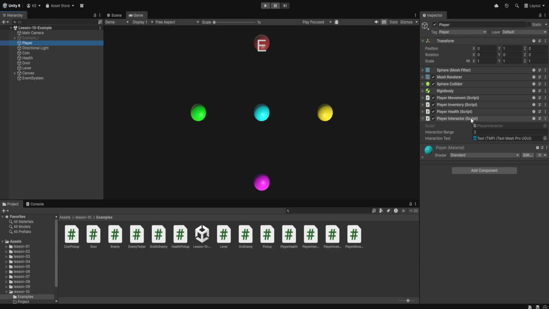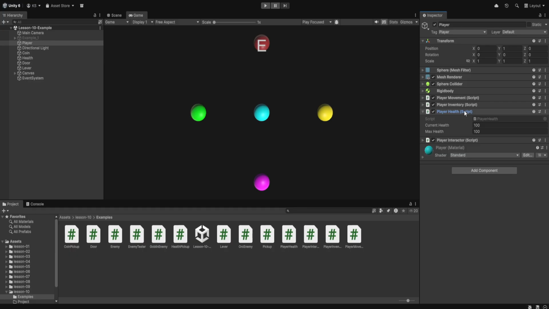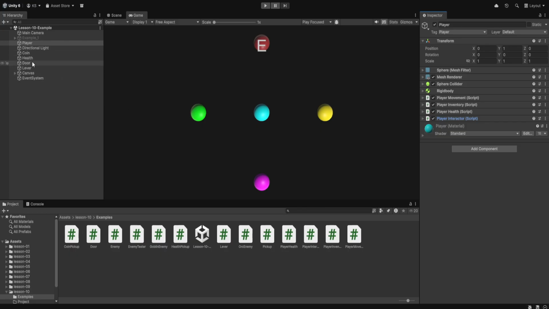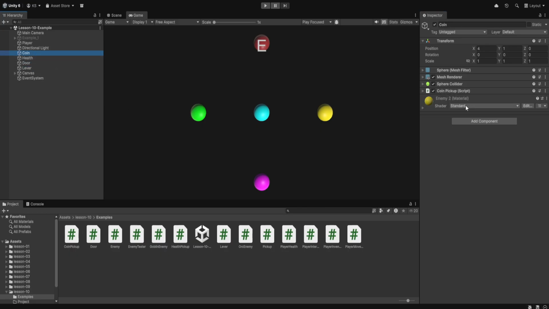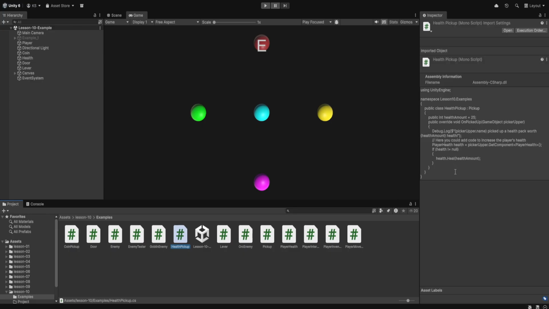So, first, we have our player main class, which has the player movement, and the player inventory, which takes record of how many coins the player has. Similarly, we have the player health and the player interactor, which interacts with all the different systems, the door and the lever. And then we had the coin pickup and the health pickup. So both of them have their own methods for how they interact with the player. And we created an abstract type in the pickup.